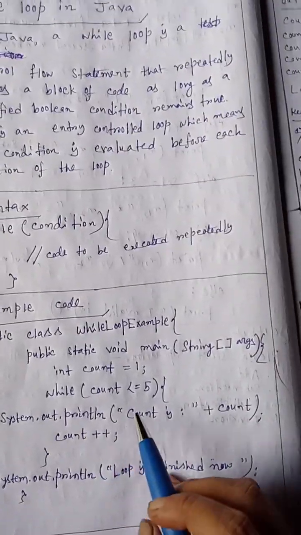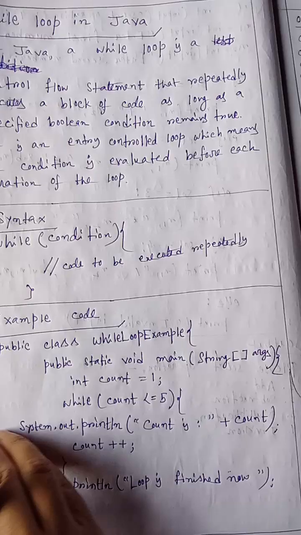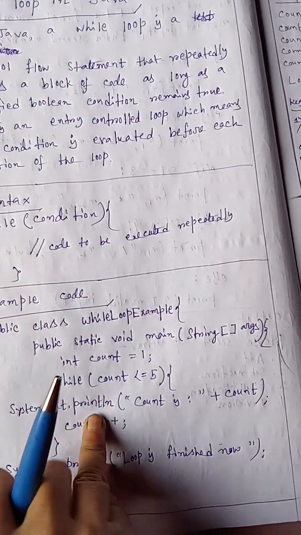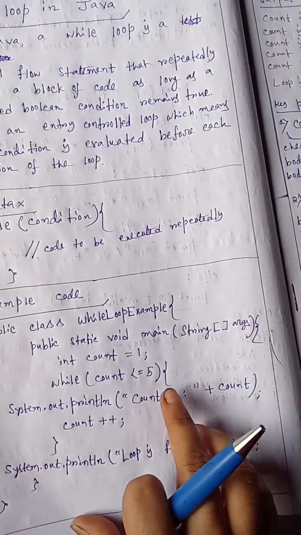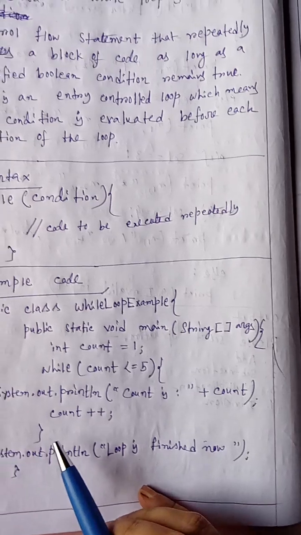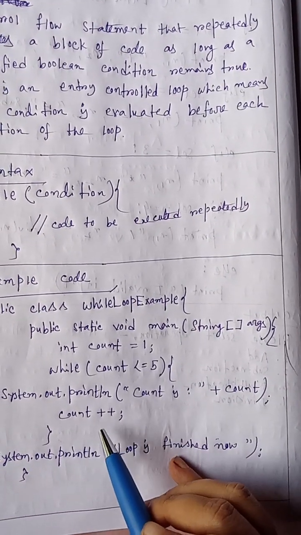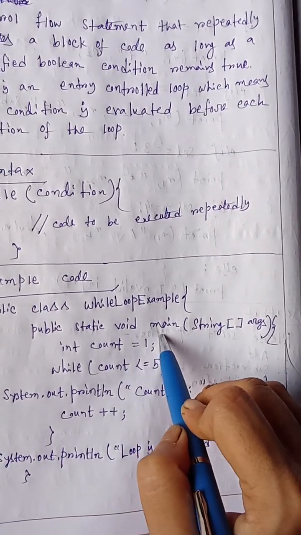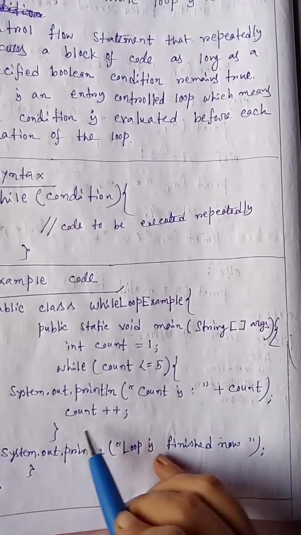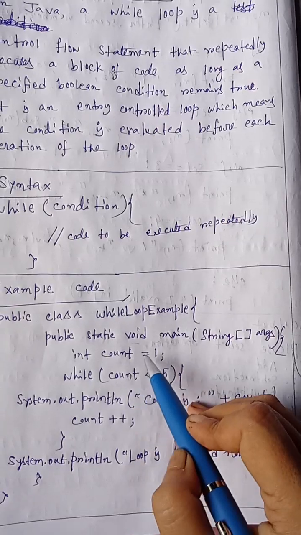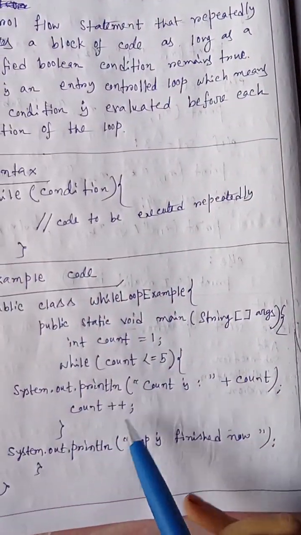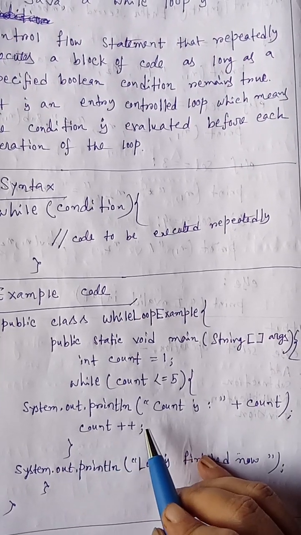So when the value of count is equal to 1, 1 is less than 5 definitely. So System.out.println will work and the condition is true and count is 1. So our output is 1 here. Then count is incremented by 1. Now our count is equal to 2 and 2 is less than 5. So the condition is still true. The code block runs and our count is printed by this line, count is 2, and it is incremented by 1. Count becomes 3 now.